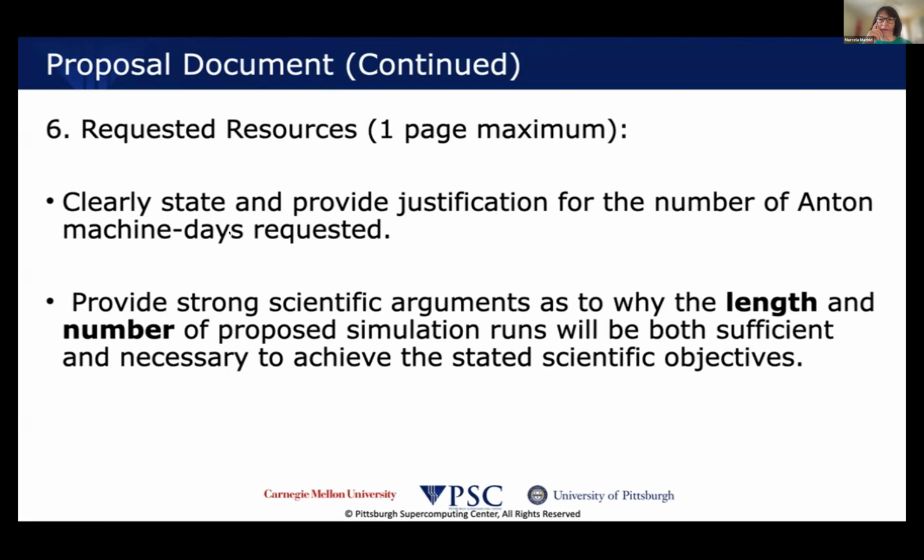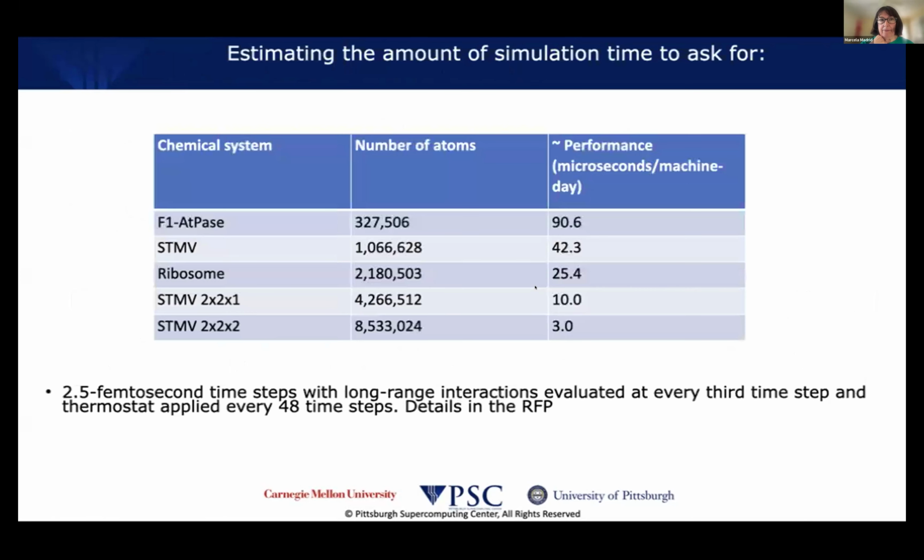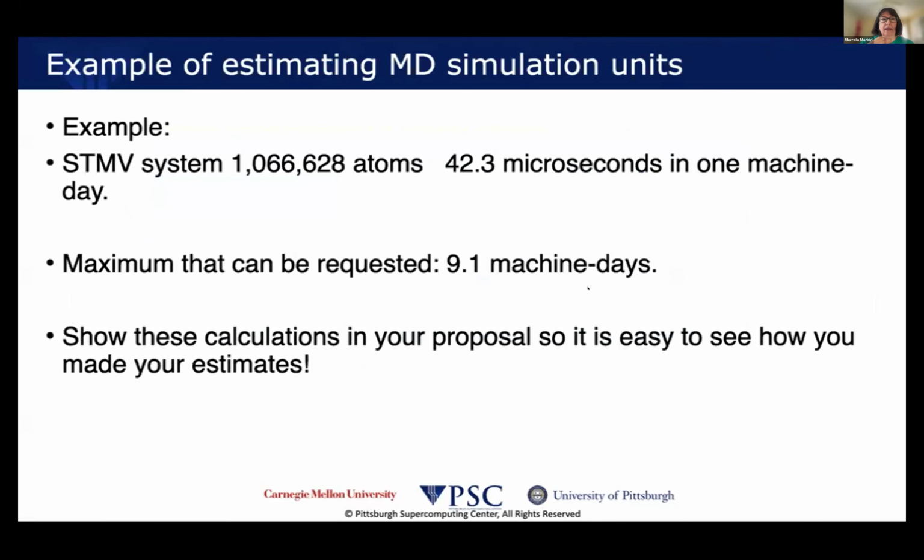And so you need to provide a strong argument about the length and number of simulations that you are proposing. To do this, you will go to the RFP, which has a table with the number of atoms and the performance in microseconds per machine day. So based on this, you can calculate for your system of a similar size how many machine days it will need per microsecond. For example, the maximum that you can request is 9.1 machine days.